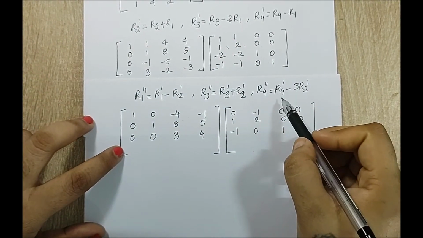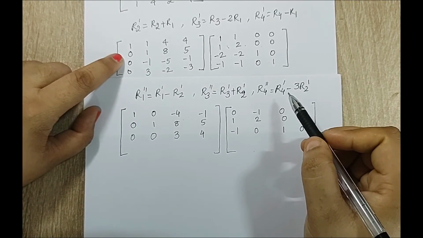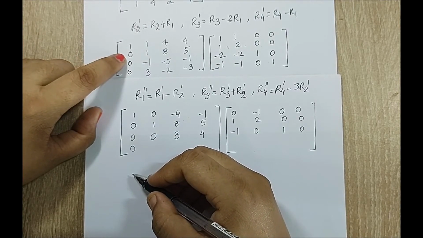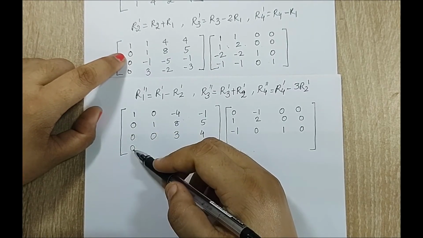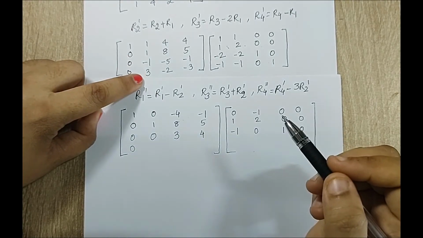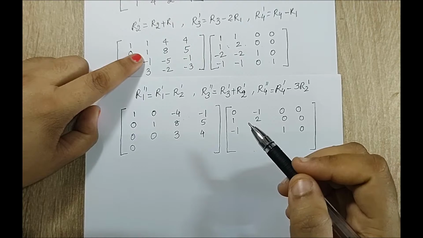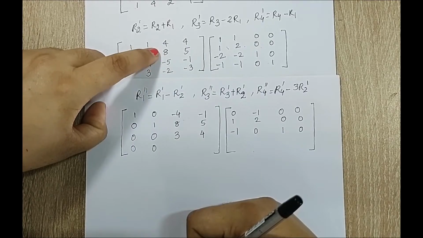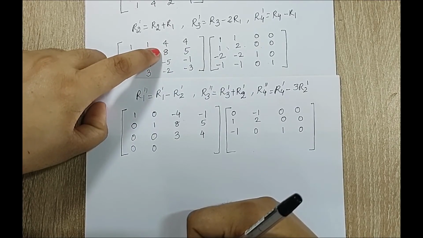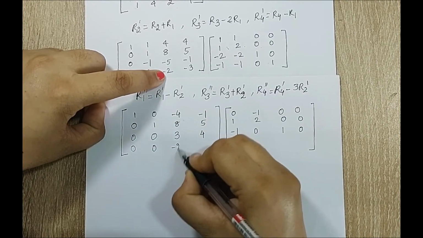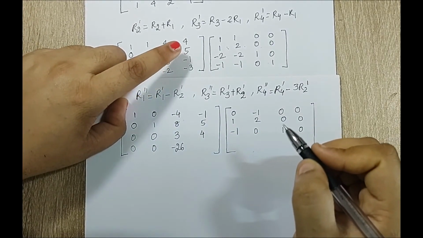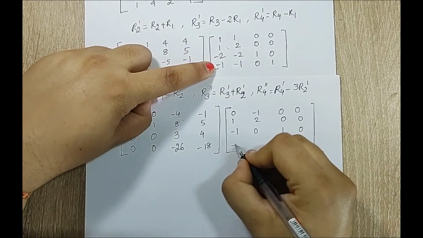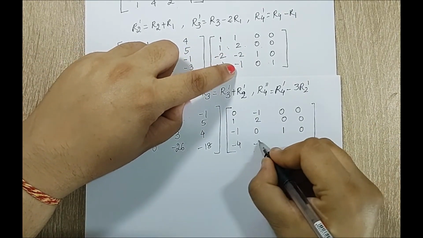R4 double dash. This new row will be R4 dash minus 3 times R2 dash. Observe it is still 0 because we are doing it in reference to R2 and our R2 value is 0. So no changes will happen in this column which I have already found. This will be R4 dash minus thrice R2 dash. So this will be 3 minus 3, 0. This value minus 3 times this value. This is 24, minus 24 and 2 is minus 26. This will be minus 15, minus 3, minus 18, minus 3, minus 1, minus 4, minus 6, minus 1, minus 7.